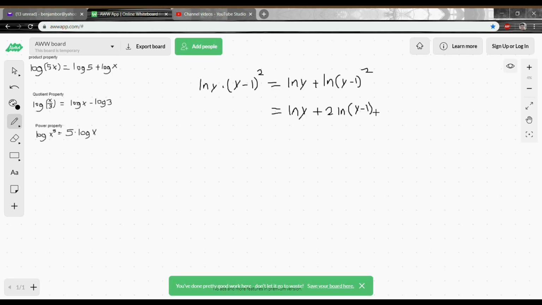Now, another warning that I'm going to give you is that let's say we had the natural log of x divided by the natural log of 5. We might be tempted to use the quotient property, but see here that we do not have the natural log of x over 5. We have the natural log of x divided by the natural log of 5. These two terms are not equivalent. So don't try to use the quotient property with them.